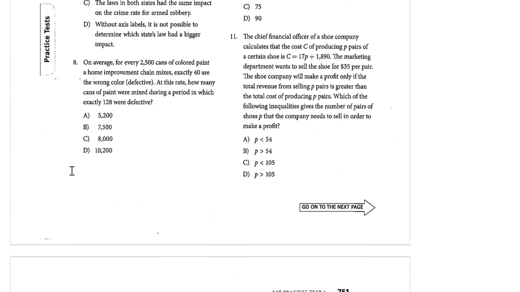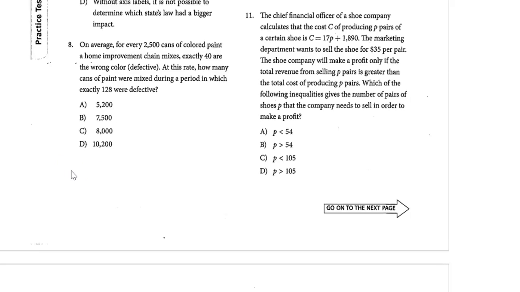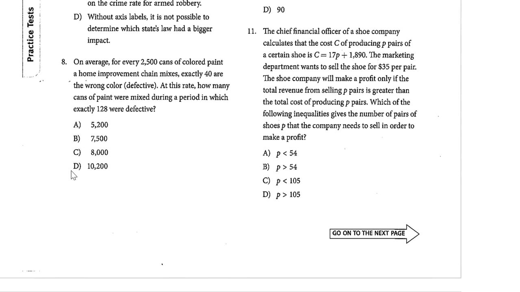All right, looking at number 8 here. On average, for every 2,500 cans of colored paint, a home improvement chain mixes exactly 40 are the wrong color, or defective. At this rate, how many cans of paint were mixed during a period in which exactly 128 were defective? Here's a proportions problem. So we had 40 defective for every 2,500 we make.